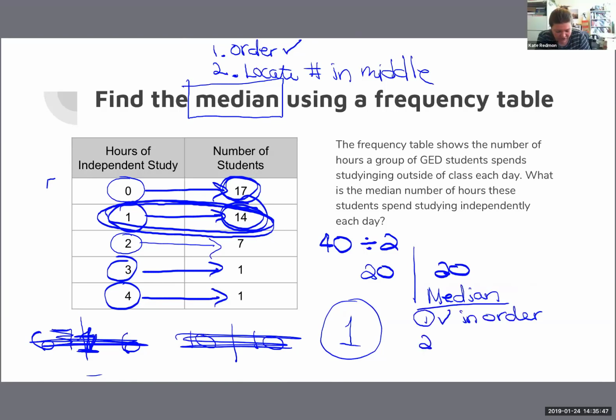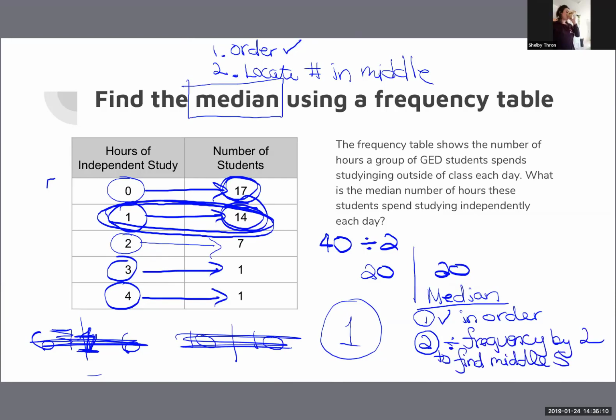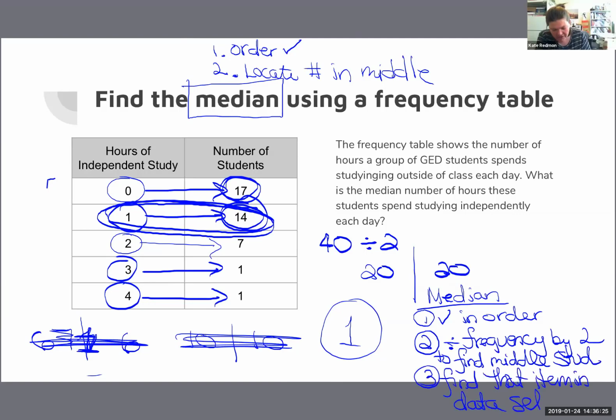And then two, just figure out who's in the middle. Divide the frequency by 2 to find the middle, and then go find that student's answer. It won't always be a student, so I'm going to say find that item in the data set. So check they're in order. Divide the frequency by 2 to find the middle item, not middle student, and then find that item in the data set. That is a really good way to approach finding the median in a frequency table, and it makes you not have to list out all those numbers.